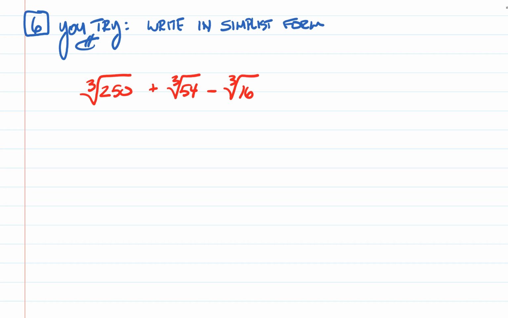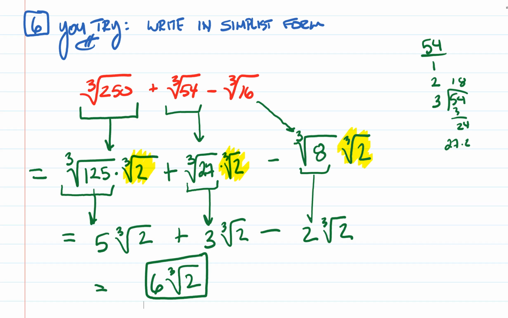So break the radicals down and you should be able to add and subtract these together. Work on this one by yourself. Okay, hopefully you got the right answer. The answer is 6 times the cube root of 2.